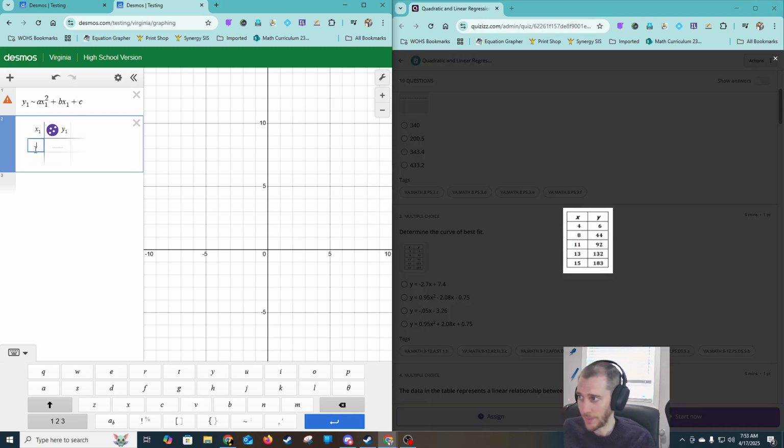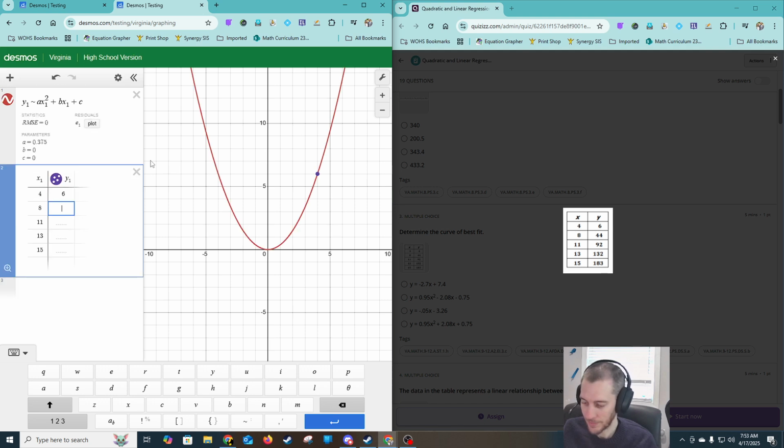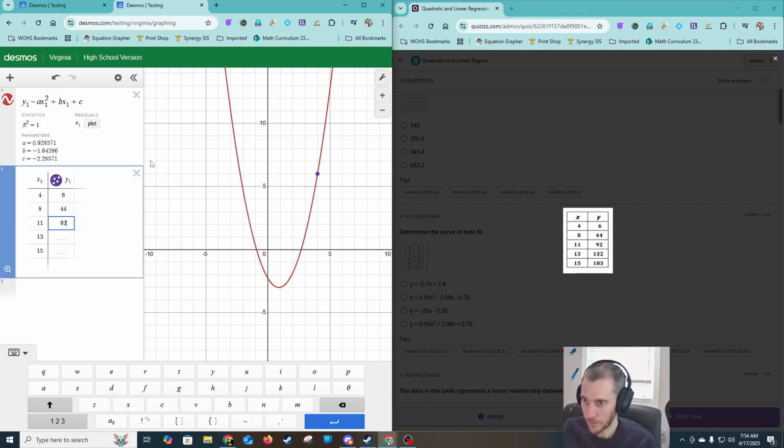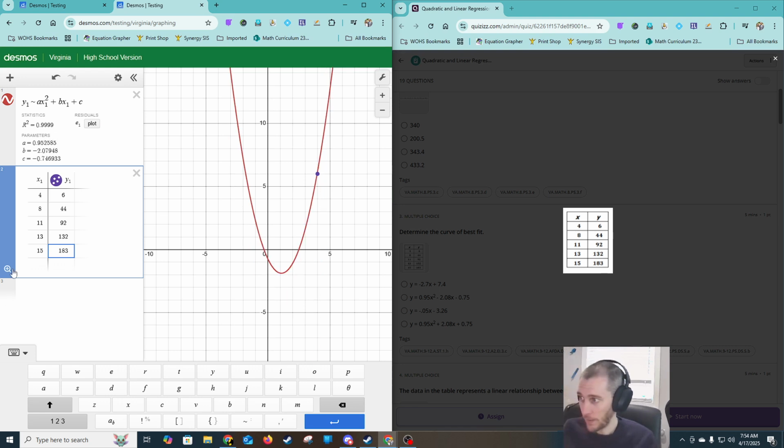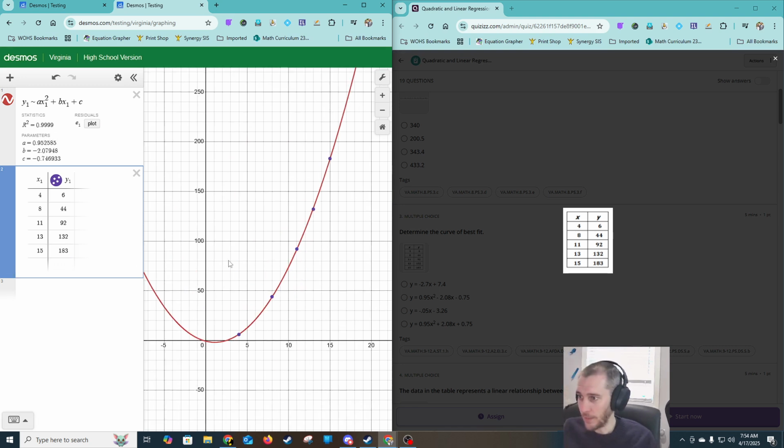So this is 4, 8, 11, 13, 15, and 6, 44, 92, 132, and 183. I really need some glasses. Okay, and we can click the magnifying glass, zoom fit, and we see that the curve goes through these perfectly. That's great. Where this is going to be my A and B and C.